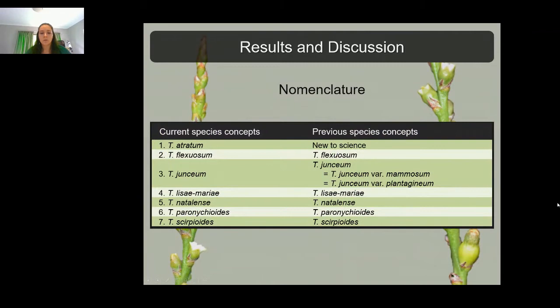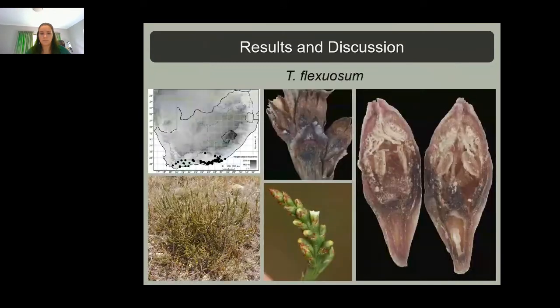So just a summary of the nomenclatural changes that we made to this complex. We then described Thesium atratum as a new species. And then in Thesium juncium, the varieties were all sunk under Thesium juncium, so that 7 species are now accepted. And then how to distinguish each of the species, I'll just go through their diagnostic characters.